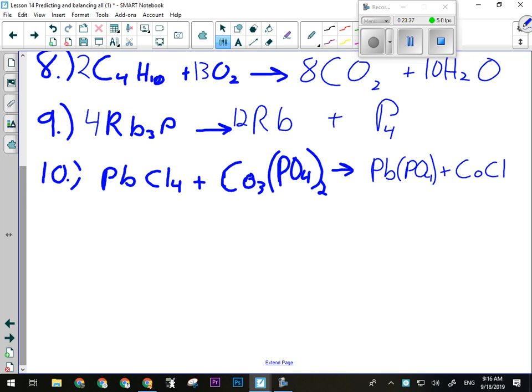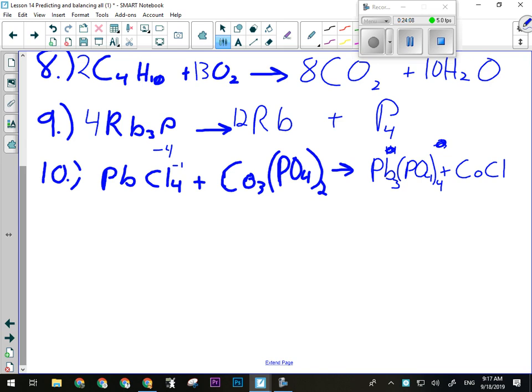Everybody with me? Chlorine is a -1 and there's 4 of them, so there are 4 negative charges. That means this lead has a charge of 4+, because lead can be 2 or 4. So over here, this is lead 4+. Phosphate is a -3, right? Yes. So I'm going to go 3 and 4. That one's dropped and swapped correctly now.